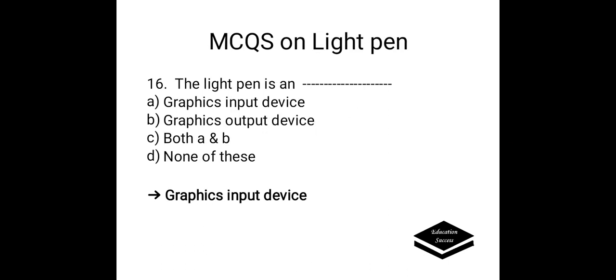The light pen is an. Options are A, graphics input device, B, graphics output device, C, both A and B, D, none of these. Correct answer is graphics input device. The light pen is a graphics input device.